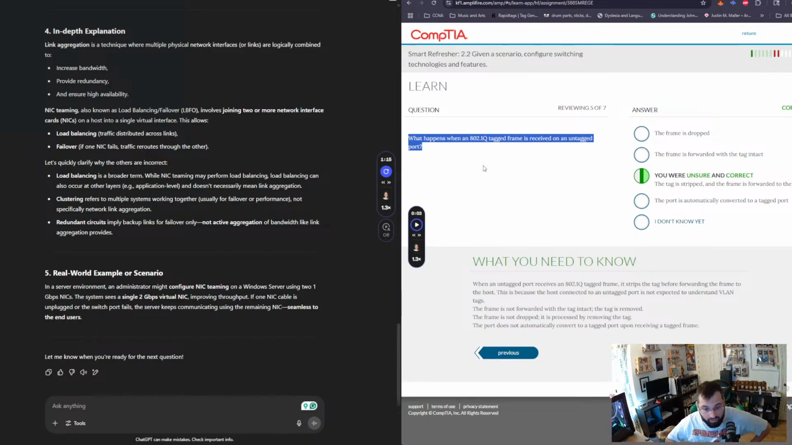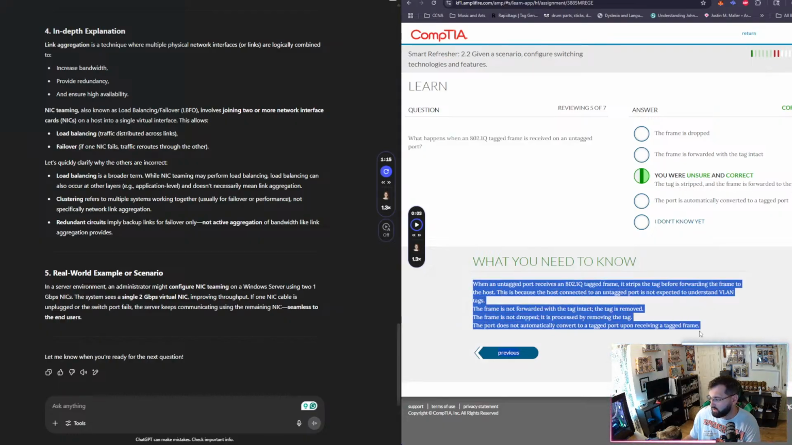Okay, I knew this, but I didn't understand. Like, I don't remember why I knew this. What happens when 802.1Q tagged frames are received on an untagged port? The tag is stripped and the frame is forwarded to the host.